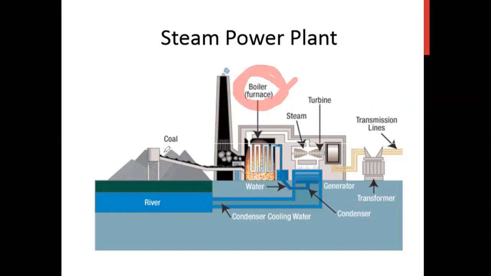Then using the coal, the coal is burned and heat is generated, and from the boiler it becomes high steam. Using that heat, the water absorbs that heat, and the water becomes steam.